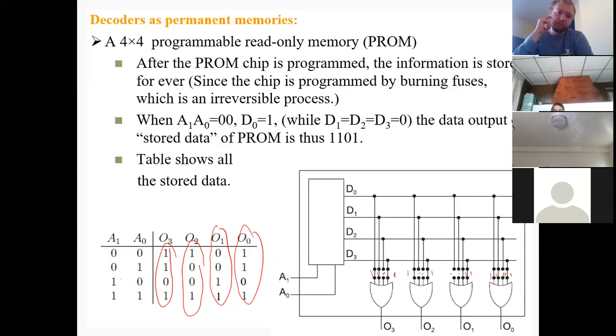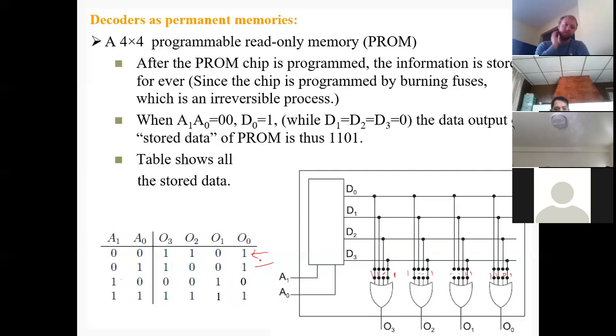If you choose this way, depending on what you want to store in that memory, you blow the fuse accordingly. So if you want to store these particular 4 words, then you have to blow accordingly like this. But in the homework, I'll give you some different words, and you have to blow accordingly.